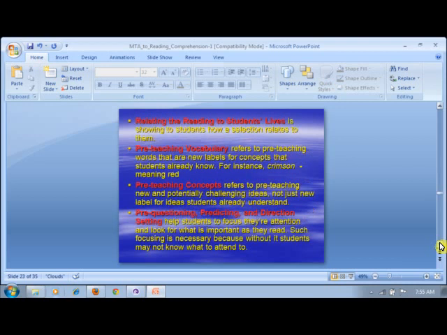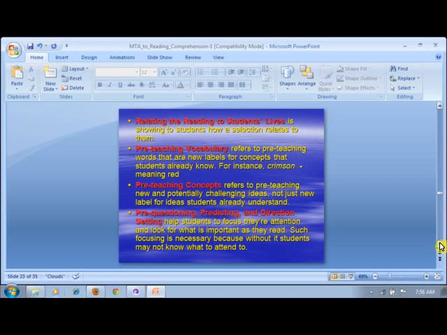Relating the reading to students' lives is showing students how the selection relates to them. Pre-teaching vocabulary refers to pre-teaching words that are new labels for concepts that students already know. For instance, crimson meaning red. Pre-teaching concepts refers to pre-teaching new and potentially challenging ideas, not just new labels for ideas students already understand.